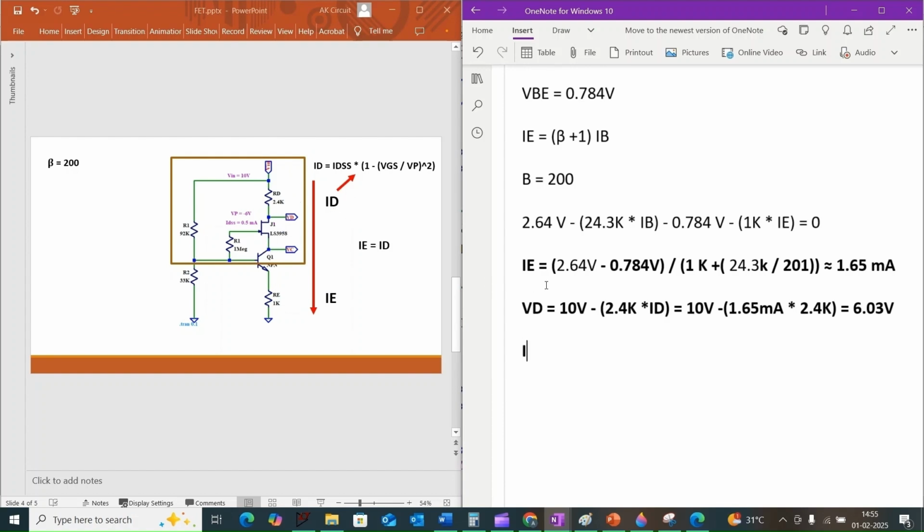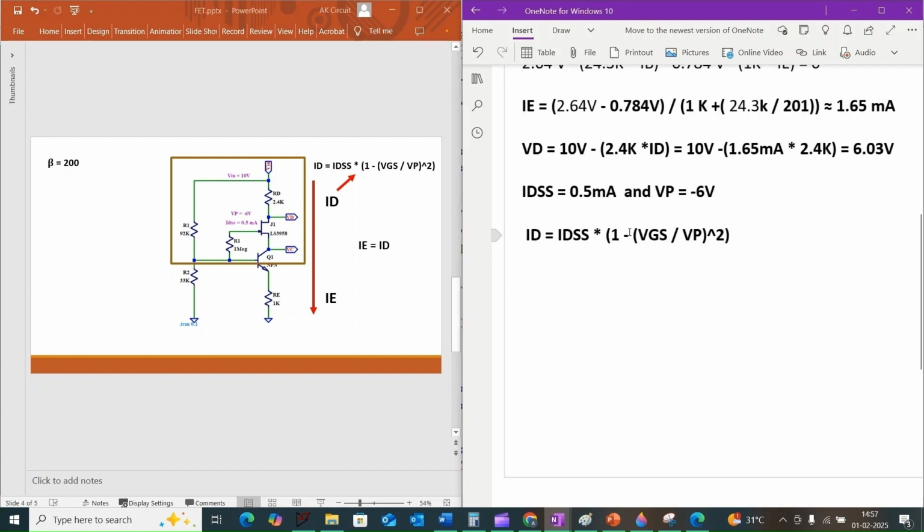Let's talk about how the JFET is operating. We know ID, and IDSS is given as 0.5 milliamps and VP is equal to minus 6 volt. We can plug these values into the JFET's characteristic equation. This equation relates the drain current to the gate to source voltage VGS. It is a fundamental equation for understanding JFET behavior. In this case, by knowing the drain current and the JFET parameters, we can calculate what the VGS of the JFET will be in this circuit configuration.